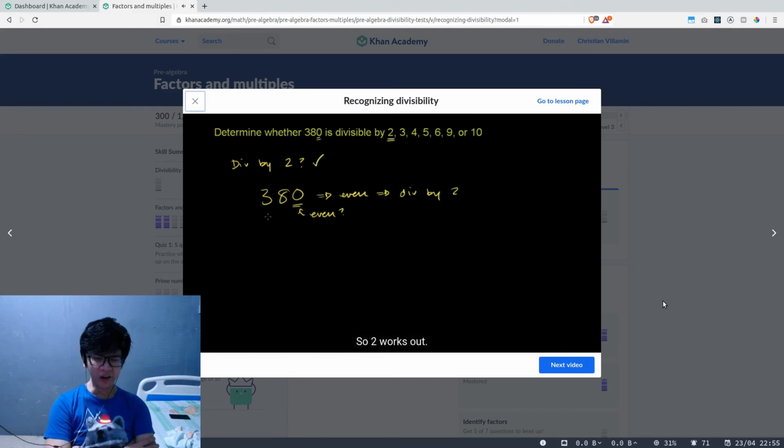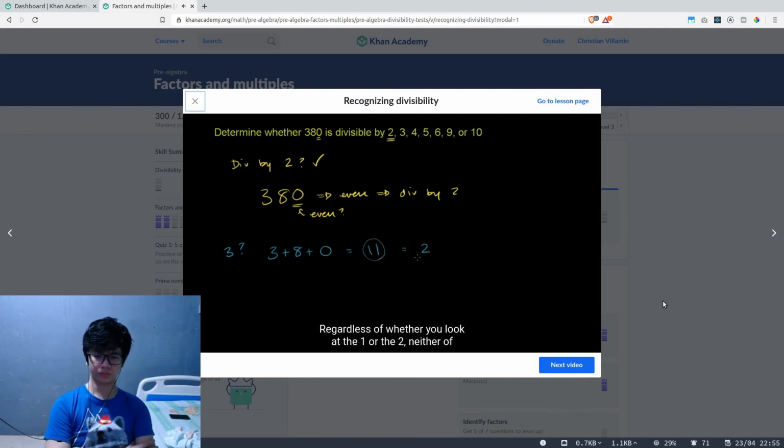So 2 works out. Let's think about the situation for 3. Now, a quick way to think about 3 is to add the digits of your number. And if the sum that you get is divisible by 3, then you are divisible by 3. So let's try to do that. So 380, let's add the digits. 3 plus 8 plus 0 is equal to 3 plus 8 is 11 plus 0, so it's just 11. And if you have trouble with figuring out whether this is divisible by 3, you could just add these two numbers again. So you can add the 1 plus 1 again, and you would get a 2.